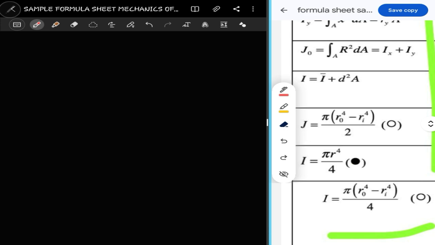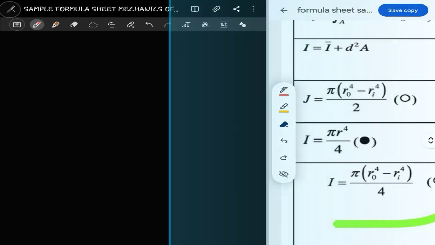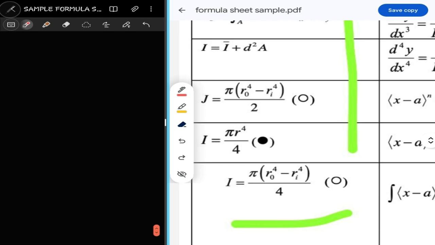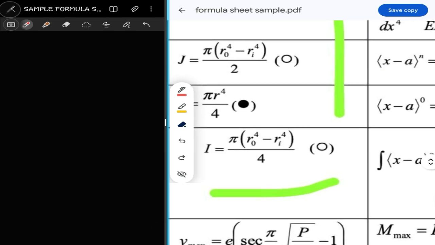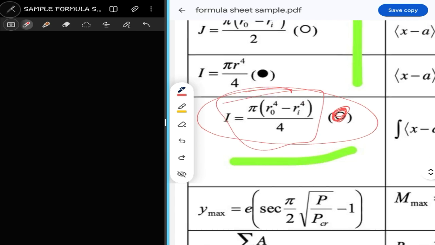And then we have this right here. This is also the second moment of inertia, but this time around it's saying that the cylindrical rod or shaft sample is hollow. That's what we see. So that's when you use this particular formula.